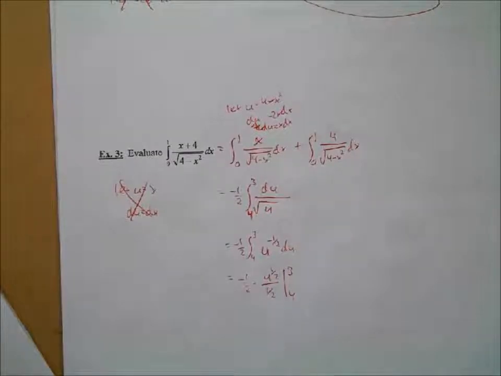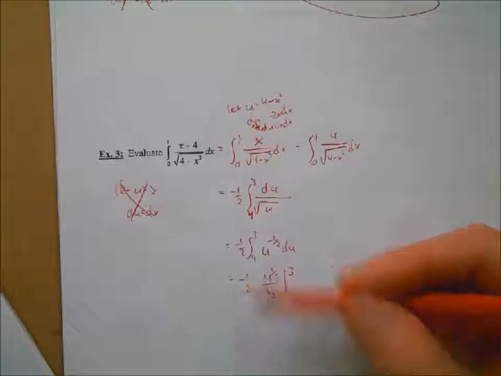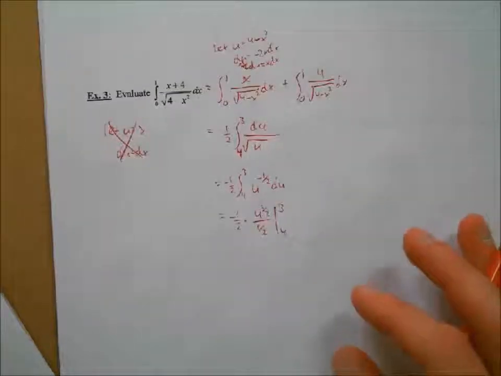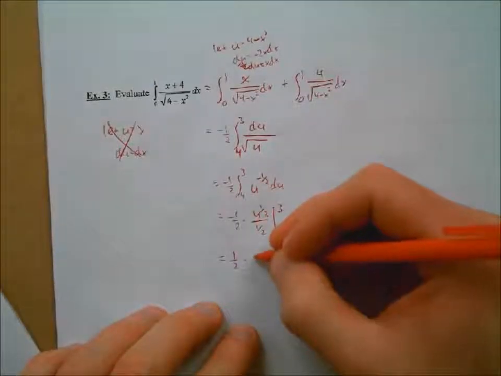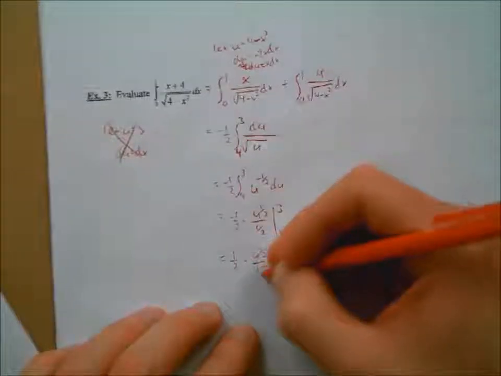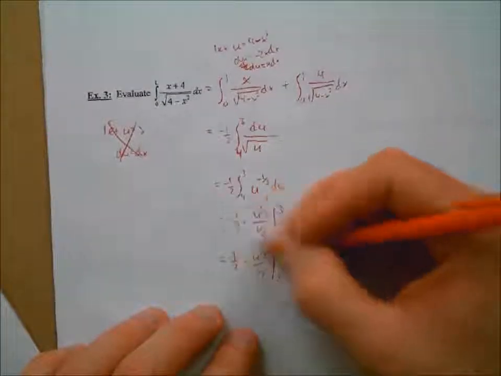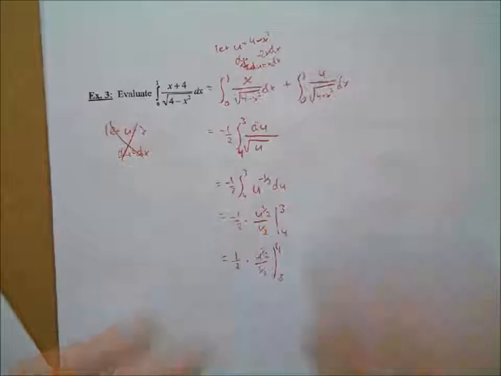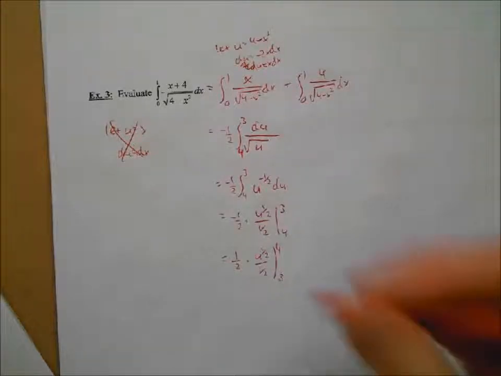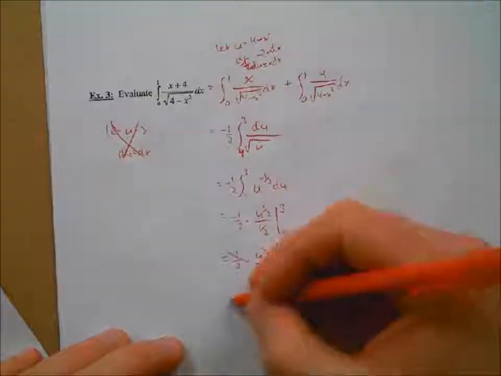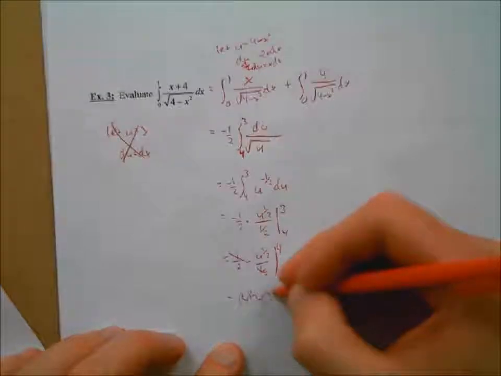Or if you like, you can flip the limits of integration around, make it from 3 to 4, and then this negative 1/2 will become a positive 1/2, right? Remember, you can flip your limits of integration. So I can make this 1/2 times u to the 1/2 over 1/2 from 3 to 4. Just flipping the limits changes the sign from a negative 1/2 to a positive 1/2. Either way works. Let's finish this off. I'll cancel out the 1/2s, and so we'll have 4 to the 1/2 minus 3 to the 1/2.